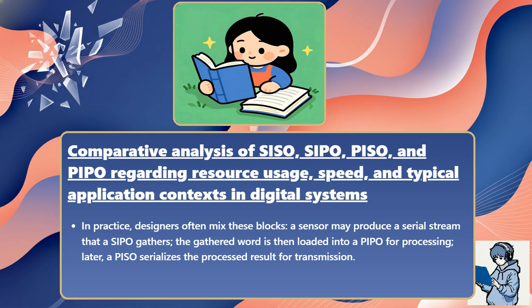A sensor may produce a serial stream that a SIPO gathers. The gathered word is then loaded into a PIPO for processing. Later, a PISO serializes the processed result for transmission.